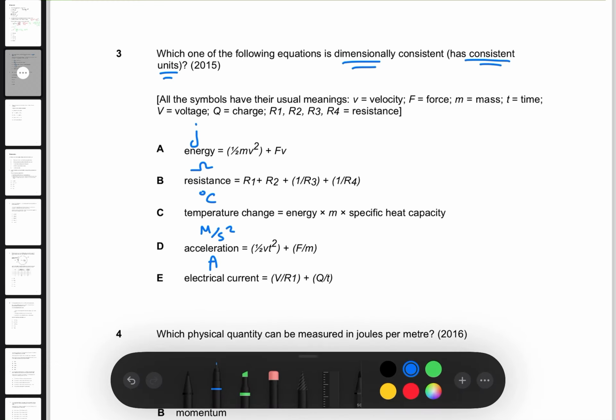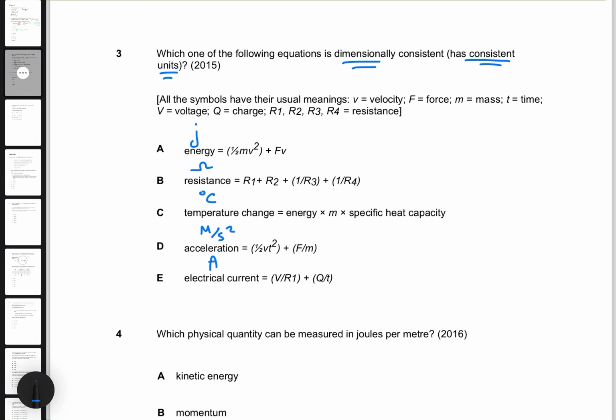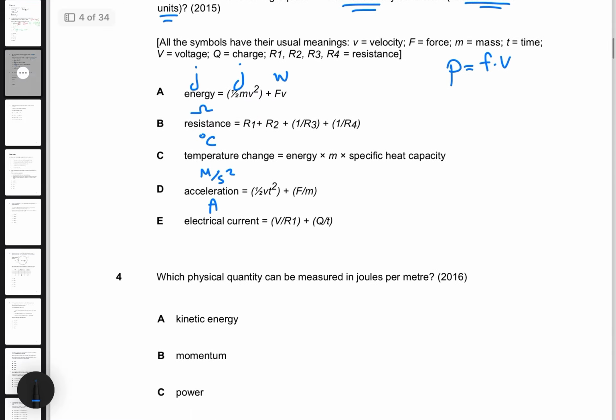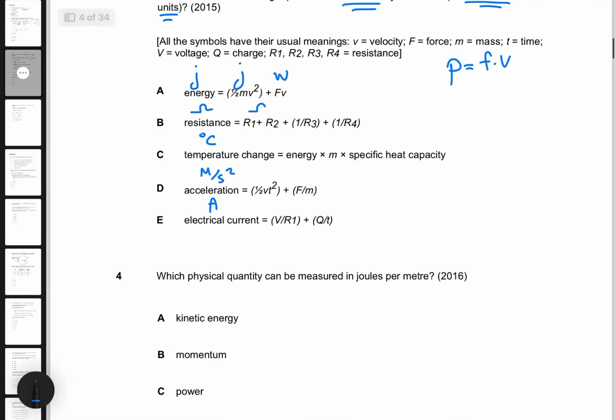So all of the things. You see over here, A, 1/2 of mv squared, we just learned about it, is for kinetic energy. This is in joules. But F times v is another formula of power. So force times velocity, that's measured in watts. The second one, B, this one is measured in ohms, but the other two things are measured in 1/ohms because they are saying 1/R3 or 1/R4, which is measured in 1/ohms. So that's not consistent. So A and B are not correct so far.